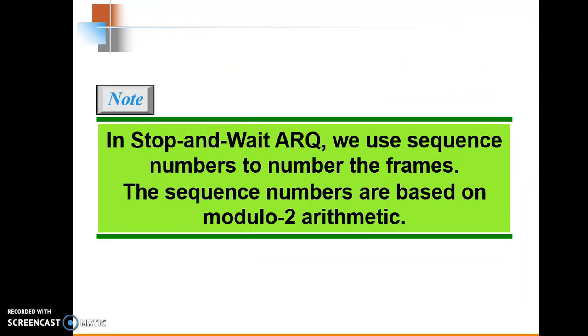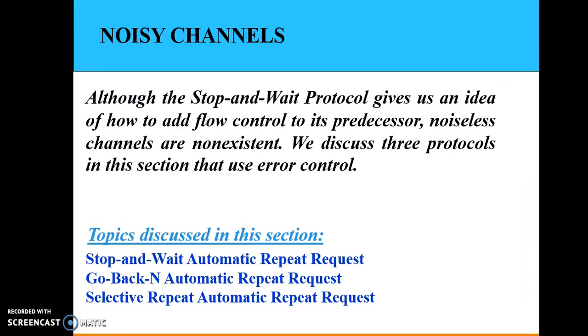I already said, in a noisy channel, there will be three mechanisms. One is stop and wait automatic repeat request, Go-Back-N automatic repeat request, and selective repeat automatic repeat request. These three are mainly focused on the error control mechanism. In stop and wait, you can send only one frame at a time, whereas in Go-Back-N and selective repeat, you can send multiple frames, so it is using the concept of sliding window protocols.